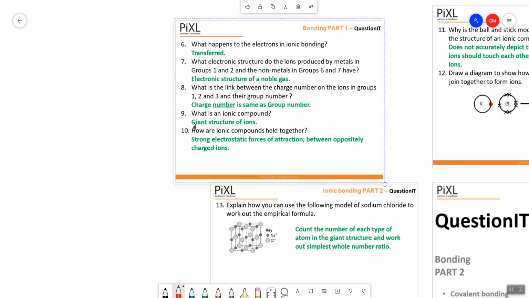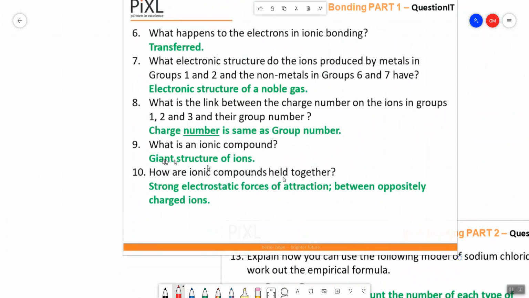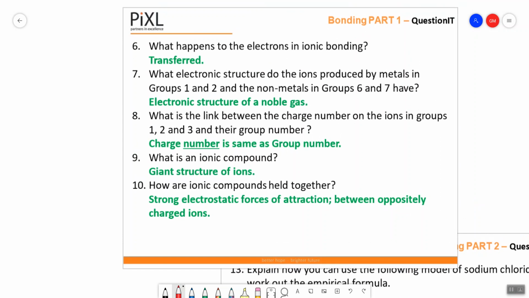So what happens to the electrons in ionic bonding? They're transferred, they swap from one atom to the next, and where they swap and they lose an electron or gain an electron, they're not called atoms anymore, we call them ions. Okay, they've done an expected answer here.